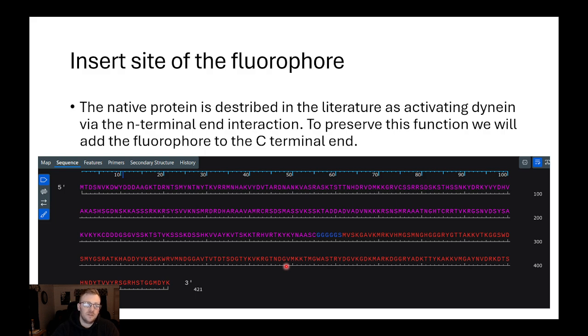On my protein of interest, I have a functional end to activate dynein, which is the N-terminal end. So that's the end that I need to make sure is functional and not disturbed by appending a gigantic bulky R group onto it. So I'm adding this protein to the C-terminal end of my construct so that my N-terminal domain is not interfered with and can still interact with dynactin and activate dynein.